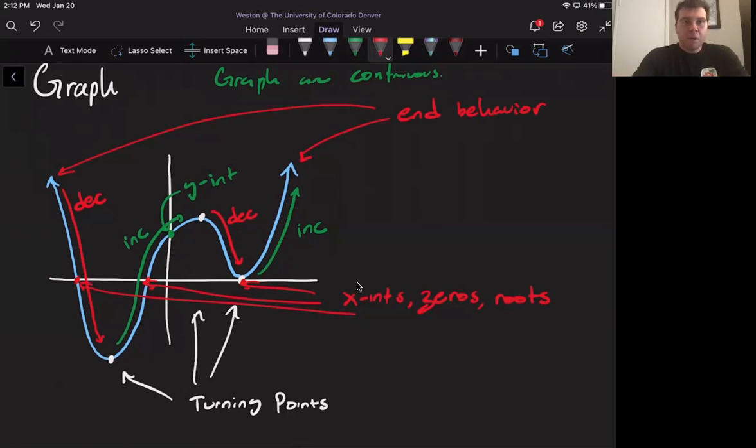All right, so that's just a quick review of pieces of the polynomial function as well as the graph that will be used extensively throughout chapter 5.